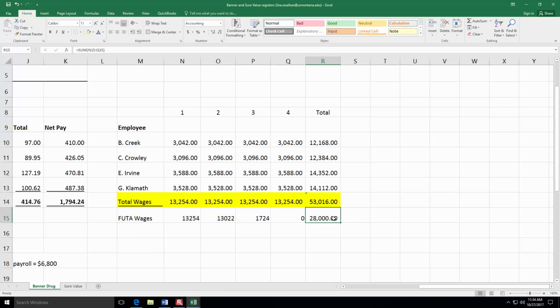And this number should make sense, this 28,000, because you've got 4 employees that have all capped. The only reason we're even going through this is to figure out when I've got a deposit, according to the $500 rule, and then we're going to take these numbers and just dump them straight into the 940. So this is like the prep for that.